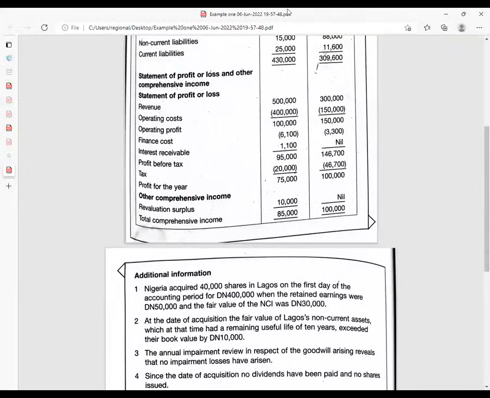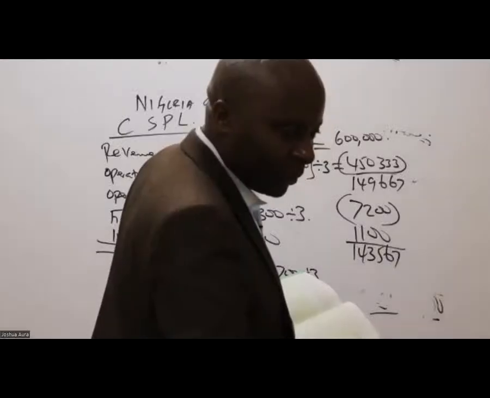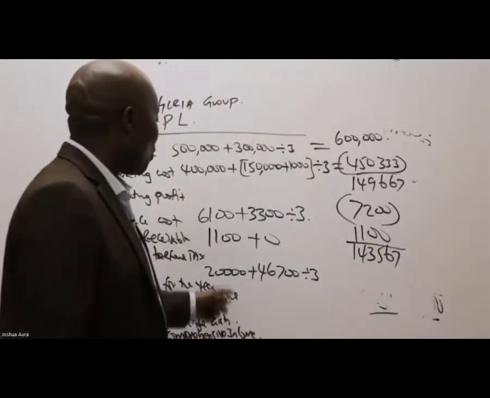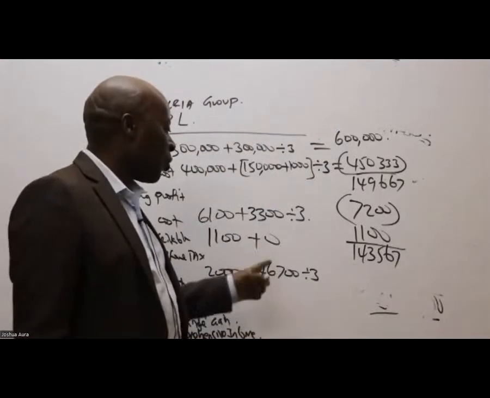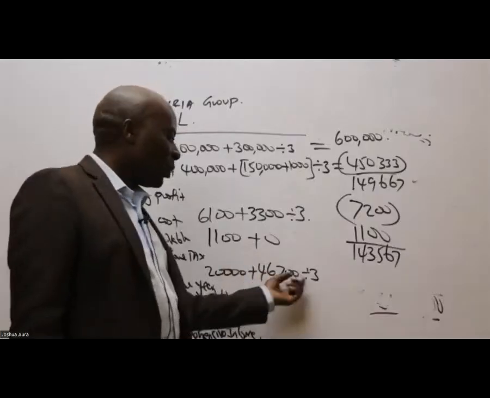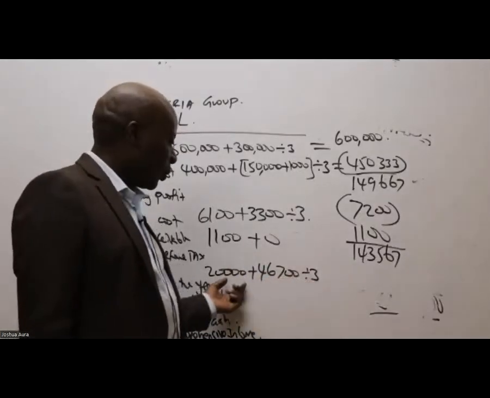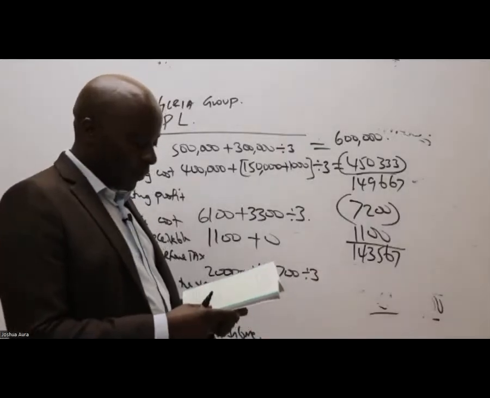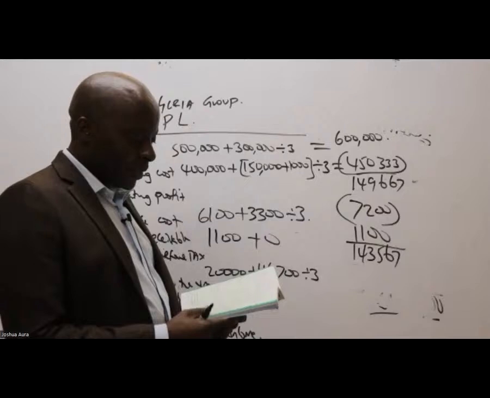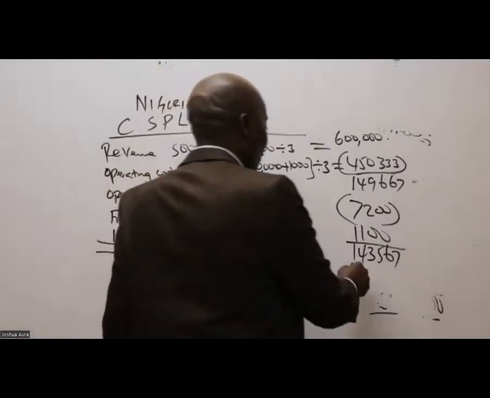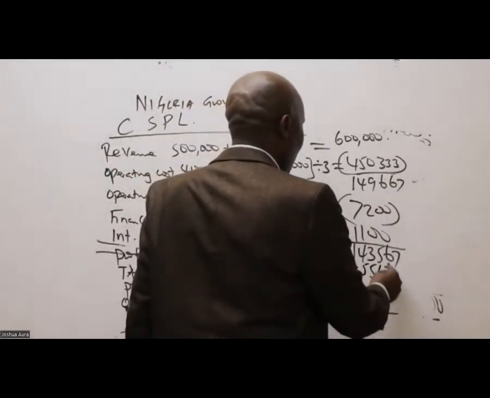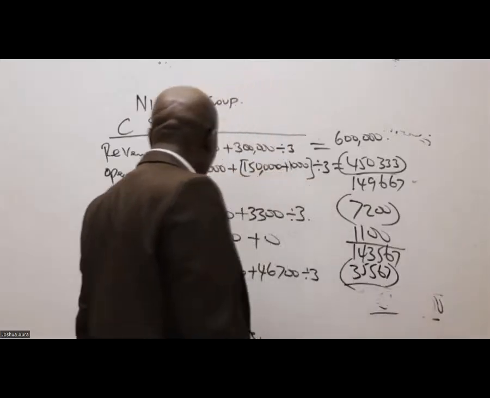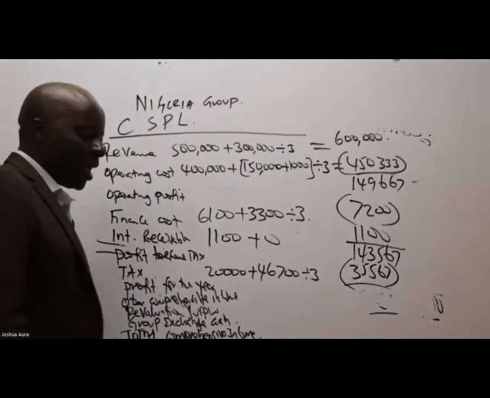46,700 divided by 3. And then please remember body mass. Don't say 20,000 plus 46,700 equals. No, it is only this number which is being divided by 3 plus 20,000. So what figure are we getting here, somebody? 35,567. So please go ahead and subtract this for you to give us the profit for the year.